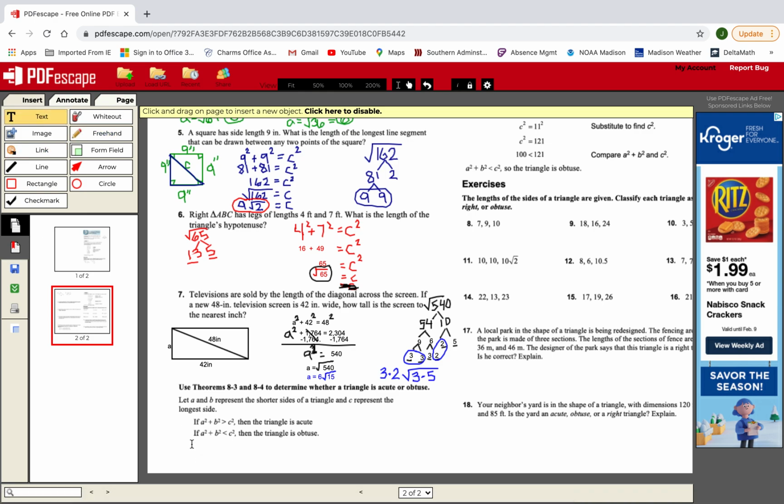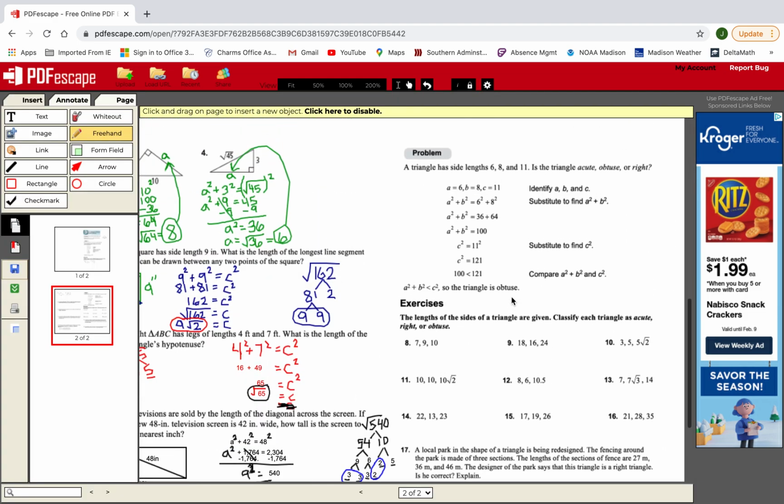So if a squared, I'll put the squareds in a minute, plus b squared equals c squared, then the triangle is right. Make sure that we understand that. If the Pythagorean theorem works, then it's a right triangle. That's a squared, this is a squared, and this is a squared here. I guess I could type 2's there. I don't know if I could or not. I could try. All right, so we're going to be testing this here.